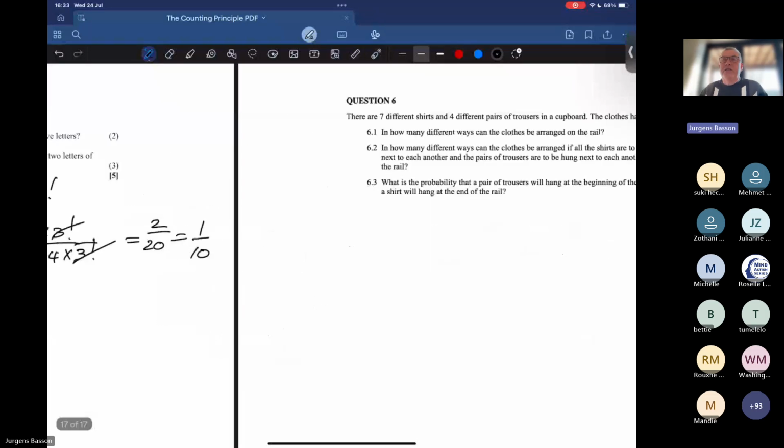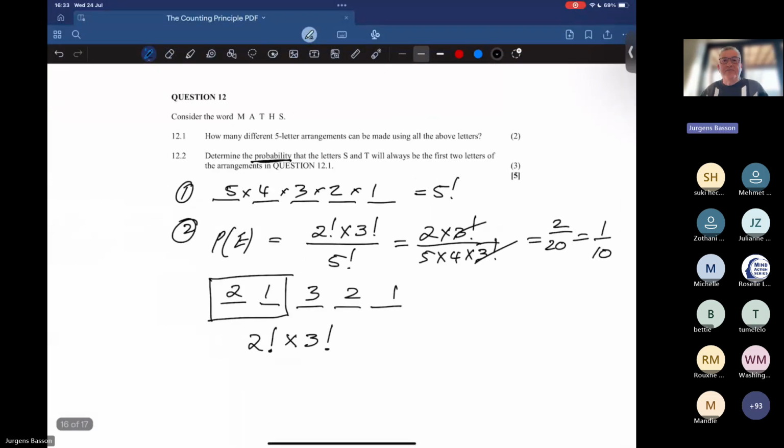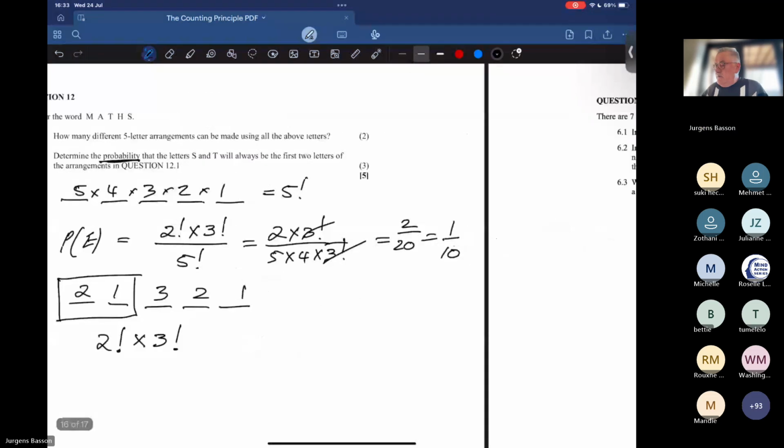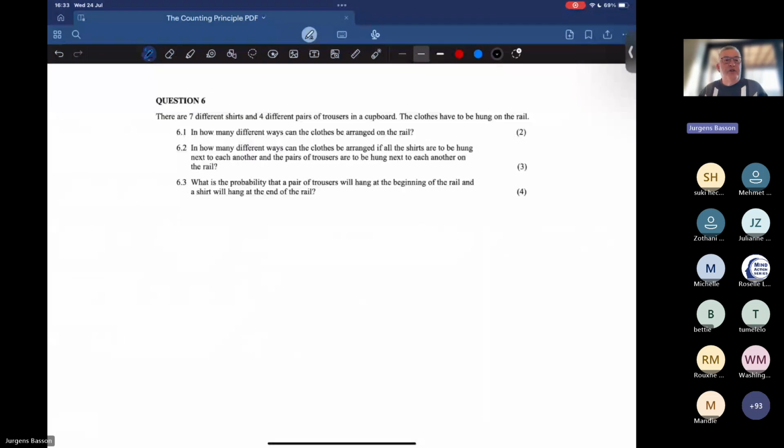So, let's look at the last question that I've got for you here. This last one I quite like, to be honest with you, because this question covers most of what the counting principle is all about. It's about 7 different shirts and 4 different pairs of trousers you want to hang in a cupboard. The clothes have to be hung on the rail. How many different ways can the clothes be arranged? You see the wording of the first question: it's not about shirts, it's not about trousers, it's about clothing items.